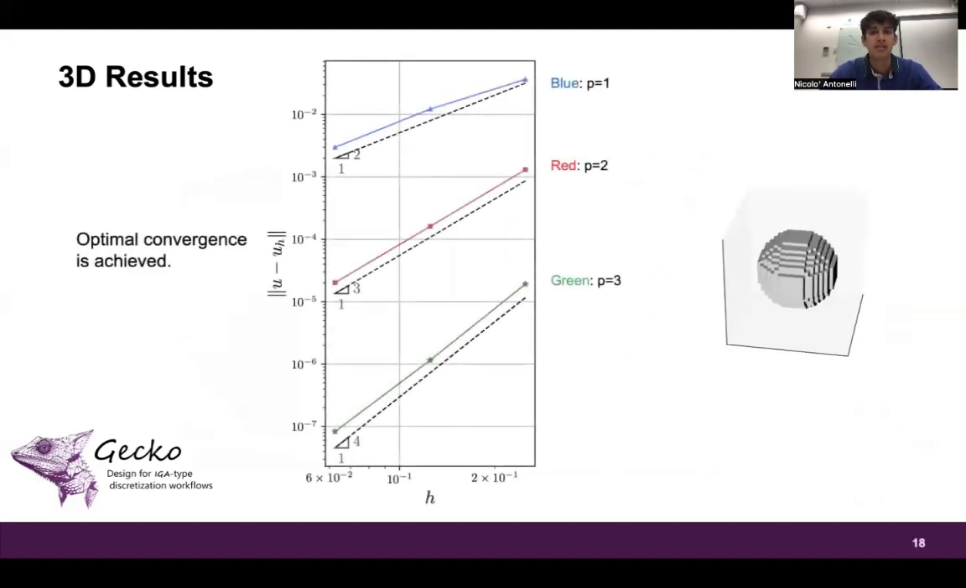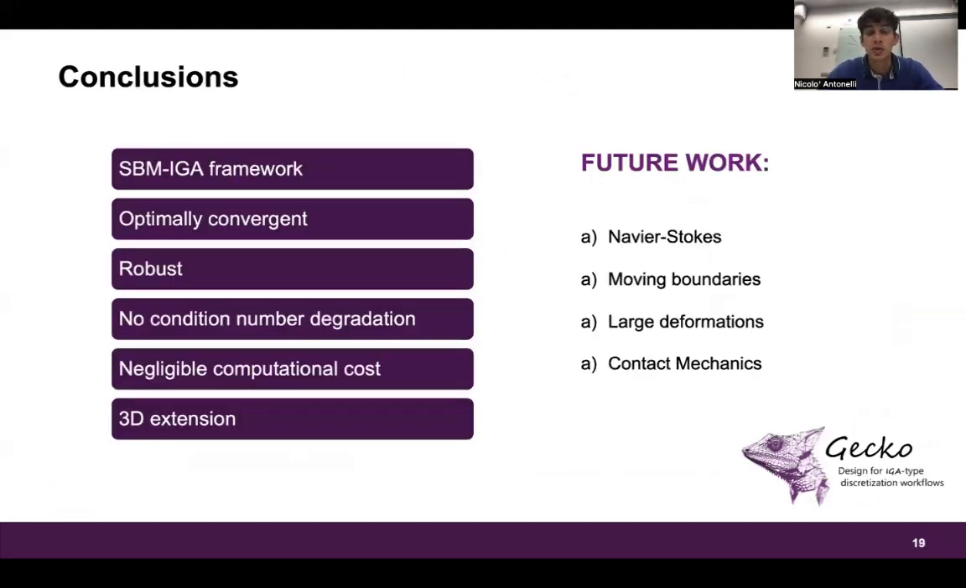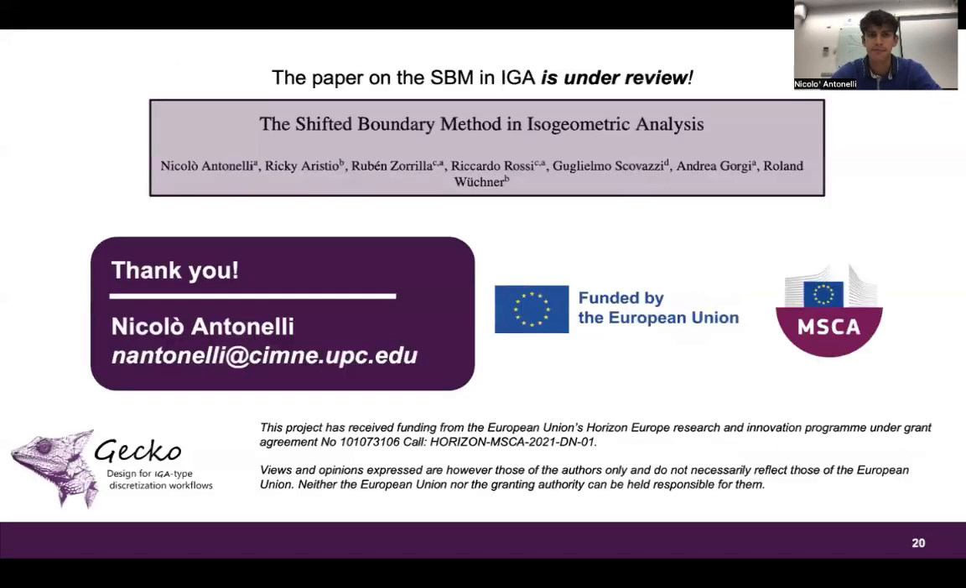Finally, we can also put in the physics, so again a simple Poisson problem, and we can recover the optimal convergence also in 3 dimensions. Future work is to go to more complex equations, so to go towards Navier-Stokes, and also to go to applications where embedded methods can really bring advantages, so problems involving moving boundaries or large deformations, and in particular, Andrea will also work on contact mechanics.